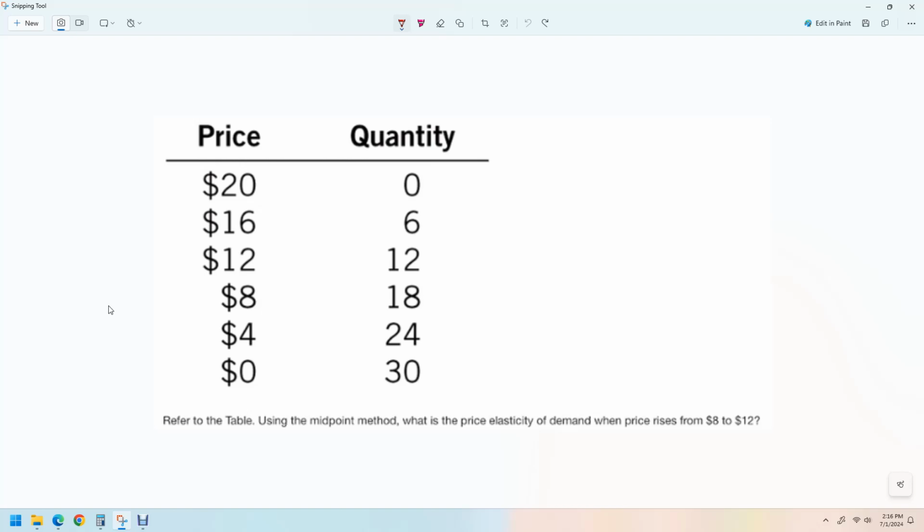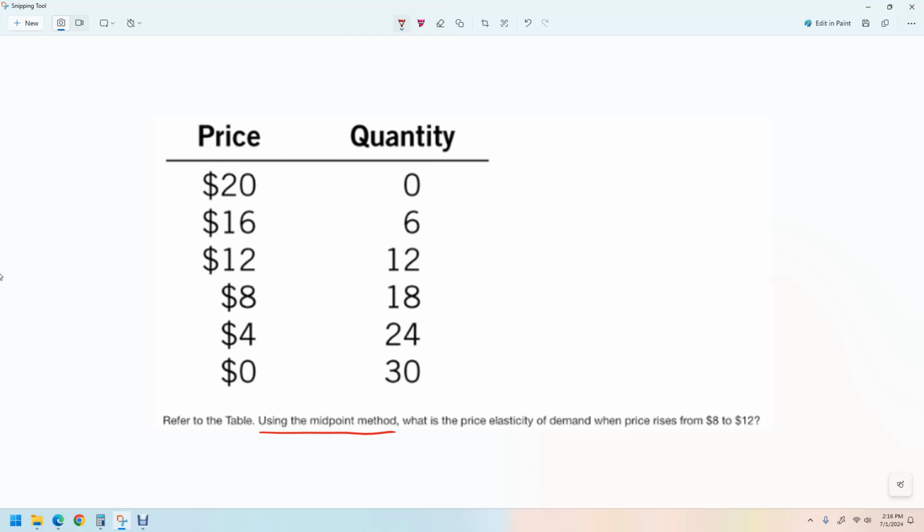In this video, we're going to solve for the elasticity of demand between two prices, and we're going to use the midpoint method. Sometimes this is a mystery to people. What are we doing with the midpoint method? What we're really doing is we're averaging the differences. That's all you're doing.